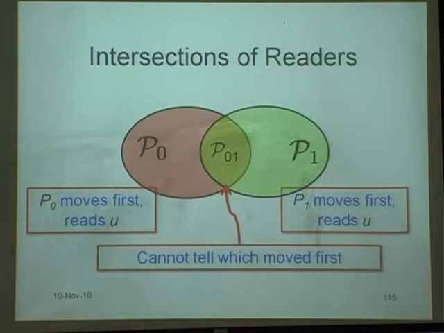The intersection of the two are all the executions, and think about this for a second, where nobody can tell which one moved first. Because this is an execution where the view is one I could have seen if P0 moves first. It's a view I could have seen if P1 moved first. So the executions in this intersection are all the executions where it's ambiguous which one went first.